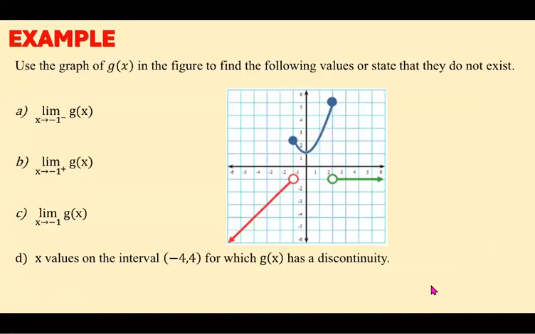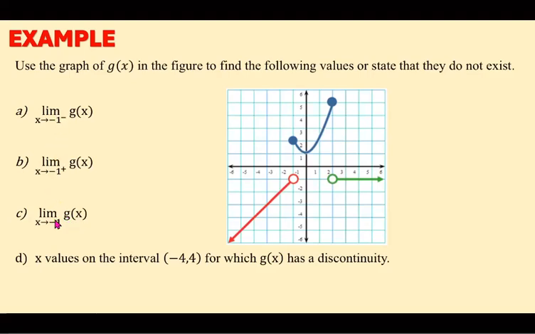So here is our first example. Use the graph of g of x. The graph given here is the graph of the function g of x in the figure, to find the following values or state that they do not exist. The first one: limit as x approaches -1 from the left of g of x. In B, we have to find the limit as x approaches -1 from the right of g of x. And in C, we have to find the limit as x approaches -1 of g of x.